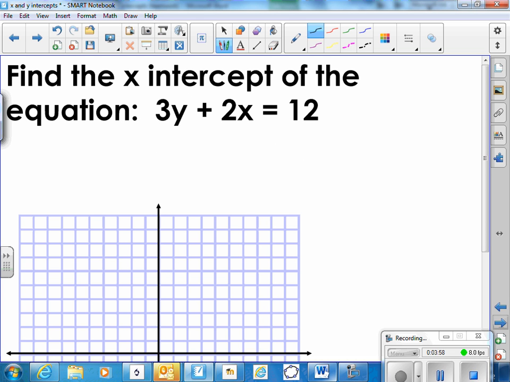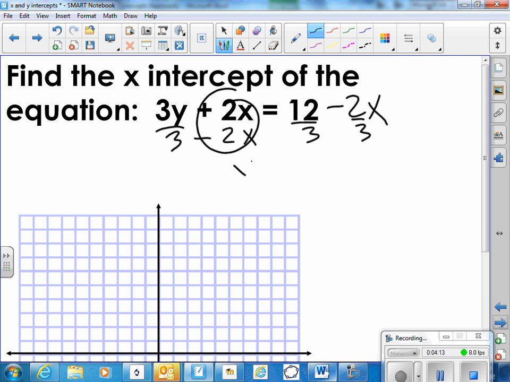About 3y. Okay, so let's graph that thing the way we used to. If we subtract 2x from each side, divide by 3, that would tell us that y equals 4 minus 2/3 x. So that means that we start out at 4, 1, 2, 3, 4, go down 2 over 3, down 2 over 3, crosses the x-axis at 6, 0.